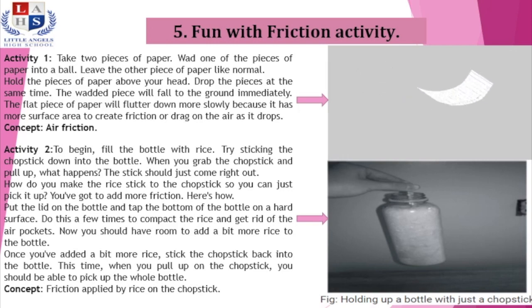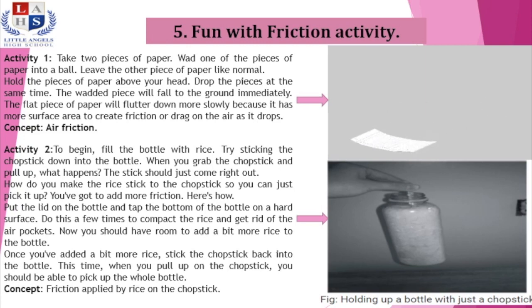This slide represents a few fun activities regarding friction. The first activity explains the concept of air friction. For this, you require two pieces of paper. Keep one paper normal and take another paper and convert it into a rolling ball. Now, take both the papers to a certain height and drop them towards the ground at the same time.